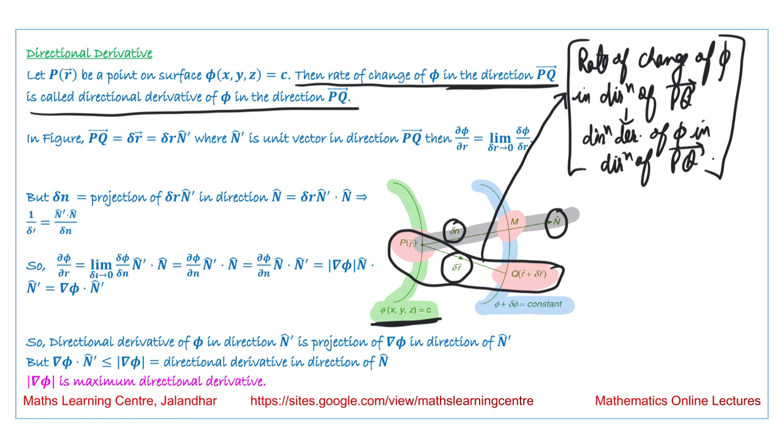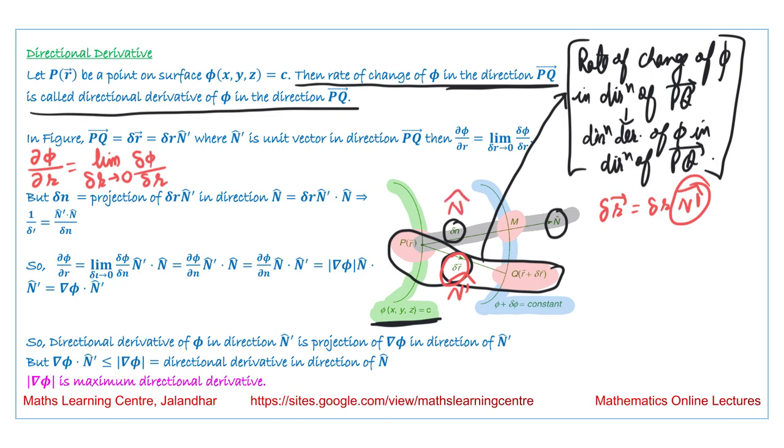So we are basically interested in calculating the value of del phi by del r, and we are saying this is equal to limit delta r tends to 0 of delta phi by delta r. Now if we talk about this vector PQ, its value is delta r vector, and suppose we write it as delta r into n cap dash, where this is the direction of this vector. The direction of this normal vector is n cap, and the direction of this r vector is n dash cap.